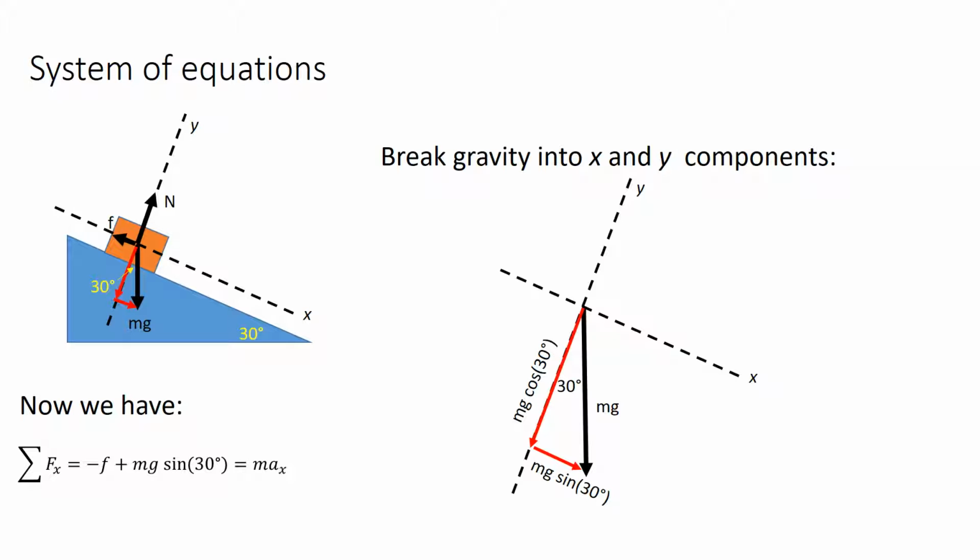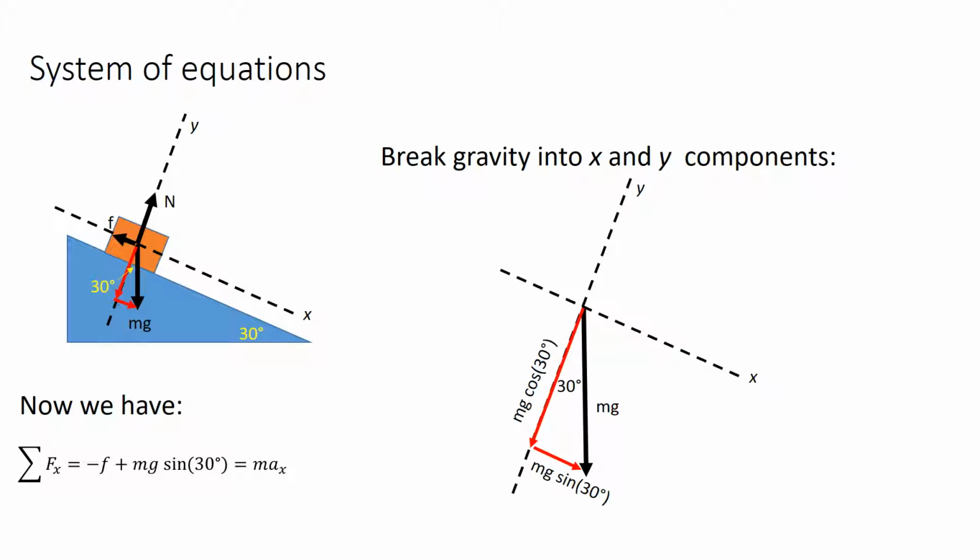So now we can write equations. We can sum the forces along the x-axis. First, we add the frictional force and we put a negative in front of it because it points in the negative x direction. And to that, we add a positive x component of the gravity vector because this component here points along the positive x direction. Those two vectors added together should give me the mass of the block multiplied by the acceleration of the block down the incline, the x component of the acceleration down the incline.